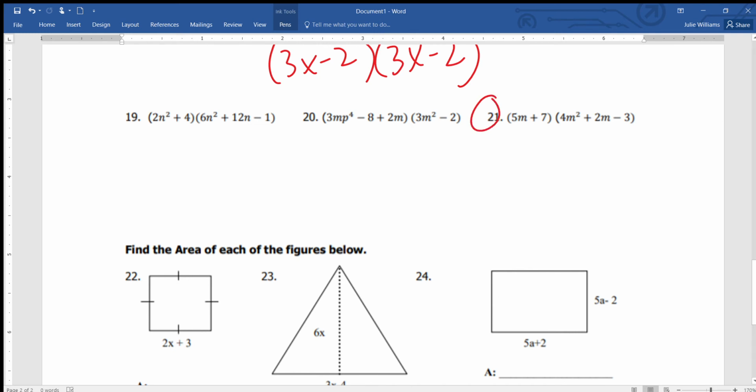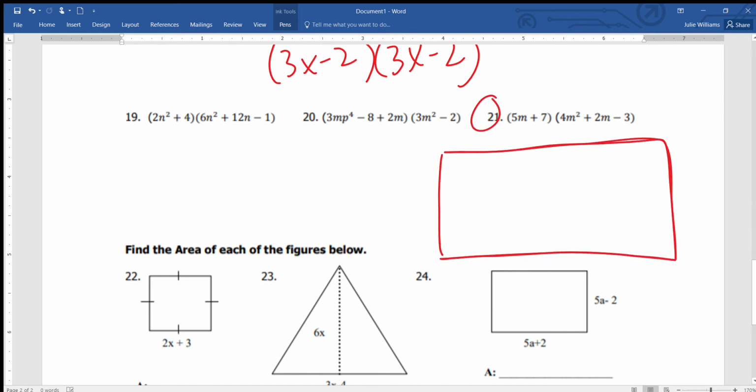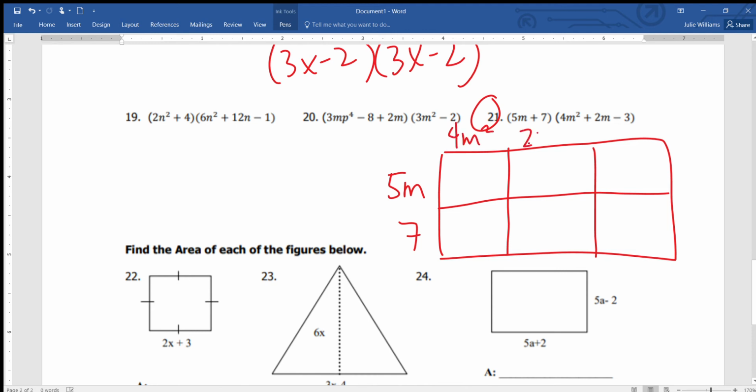I'll choose number 21. Okay, so I'm going to make my box. And I made it the wrong way, but that's okay. It doesn't matter which way you do it. So I'm going to put my 5m here and my positive 7 here. And then my 4m squared, my 2m, and my negative 3. So again, multiply coefficients first. So I get 20, and then m times m squared is m cubed.